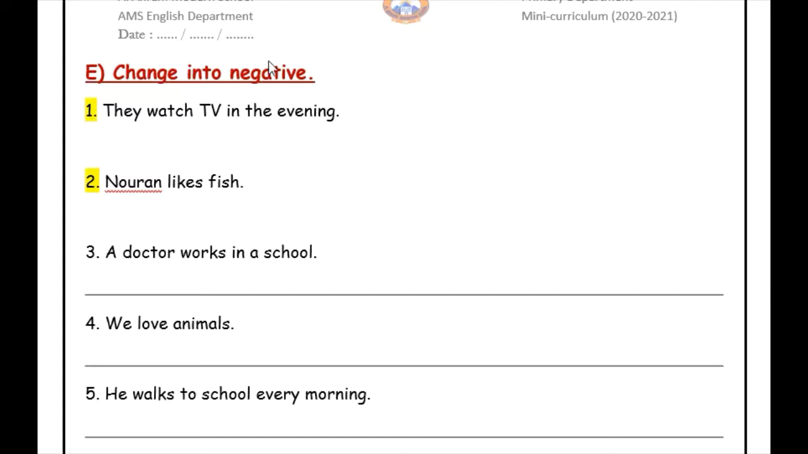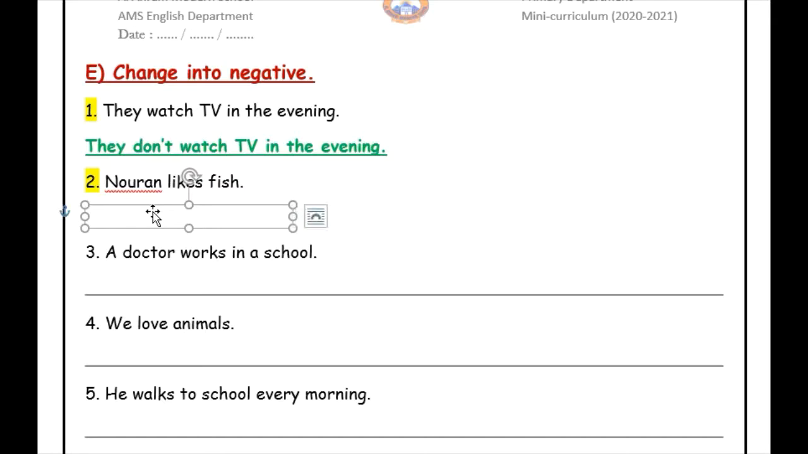They watch TV in the evening. That's correct. They don't watch TV in the evening. Number 2. Nuran likes fish. Excellent. Nuran doesn't like fish.